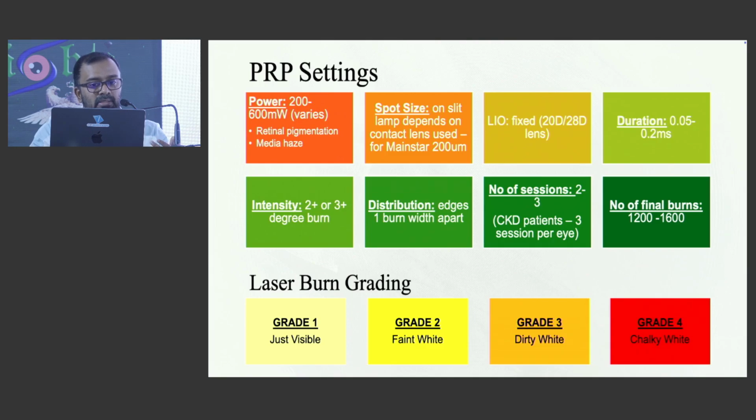The spot size will be fixed on an LIO, and depends upon the contact lens used. Duration can vary from 0.5 to 0.2 milliseconds. Intensity, you ideally aim for a grade 2 or a grade 3 burn. Grade 1 being just visible, grade 2 being faint white, grade 3 being dirty white, and grade 4 being a chalky white burn. Distribution ideally should be at least one burn width apart. And number of sessions, you usually aim for two or three sessions. With a CKD patient, you ideally go for 3 sessions per eye.